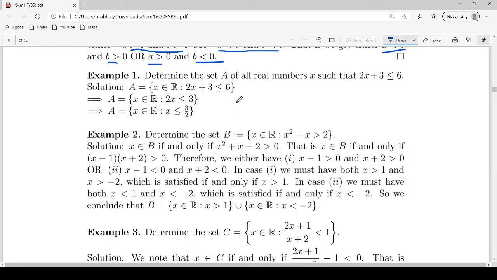Now here few examples are given. Here we are asked to determine certain sets of real numbers satisfying certain properties. So in the first example we are asked to find set A of real numbers x such that 2x plus 3 is less than or equal to 6. So our set A is the set of all real numbers x such that 2x plus 3 is less than or equal to 6.